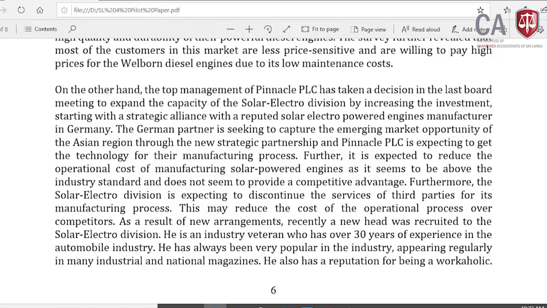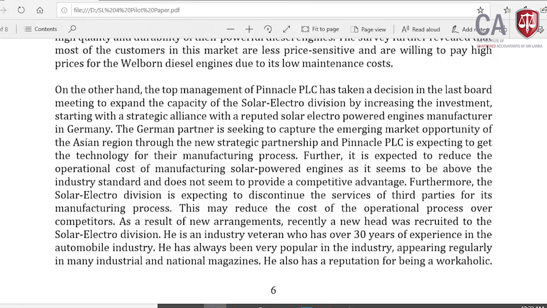Furthermore, the solar electro division is expecting to discontinue the services of third party in the manufacturing process. This may reduce the cost of operational process over competitors. At the moment they get some service from third parties, they expect to stop that. This may reduce the cost of the operation process over competitors.